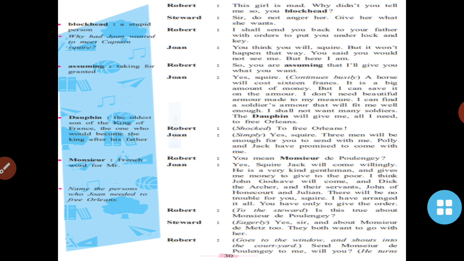Robert, this girl is mad. Why didn't you tell me so? You are a blockhead. What is the meaning of blockhead? Blockhead means a stupid person. Okay, the meaning of blockhead means a stupid person.